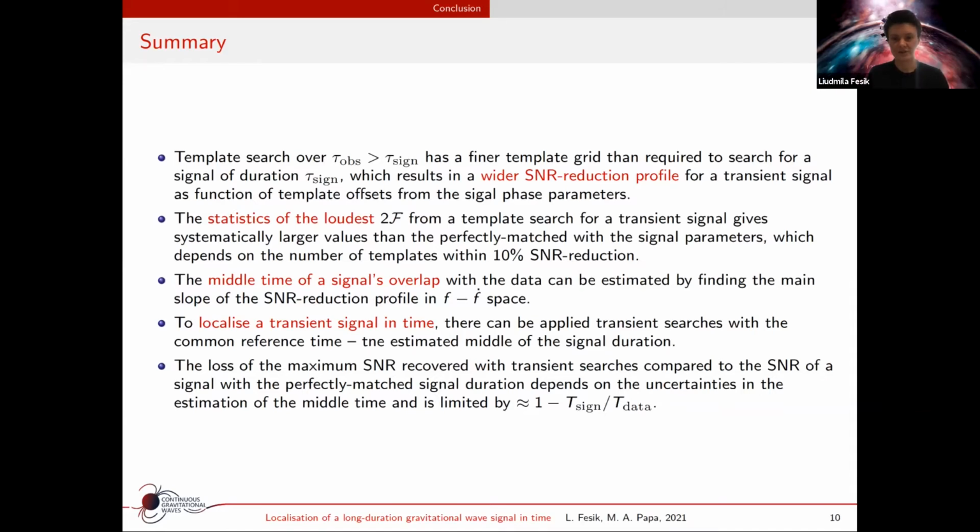So firstly, let me point out something that I just missed. When I speak about the middle time of the signal, I mean the middle time of the signal overlap. And initially, when we set up searches for transient signals, of course, we don't know the middle time. We don't even know if there is a transient signal. We search with some reference time, and typically we set up the reference time of the searches in the middle of the search. So then after we estimate the middle time with the proposed mechanism, we can search around the estimated middle time. Does it answer your question, or did you mean something else?